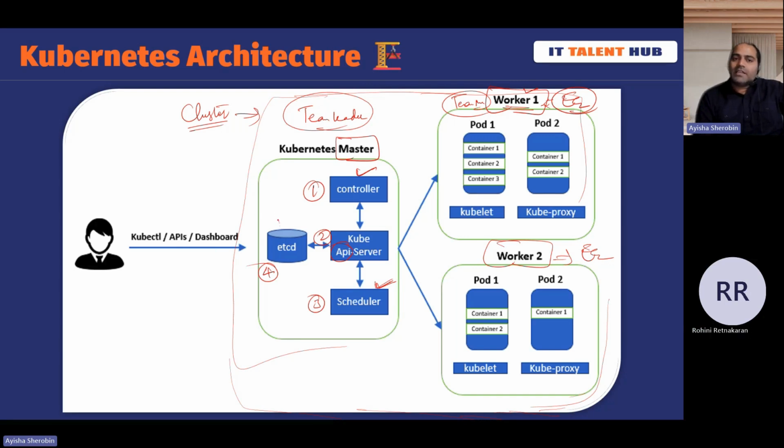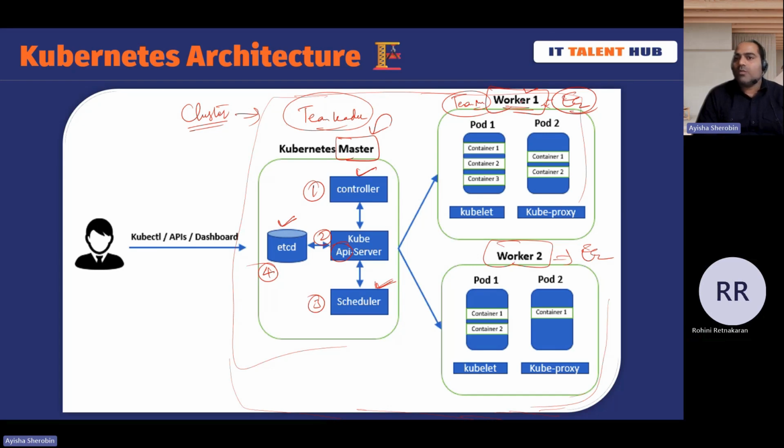And what is etcd? It's a kind of key value based database. Everything related to the cluster, all the information related to the cluster, is saved in etcd storage. So these are the important Kubernetes master node components.